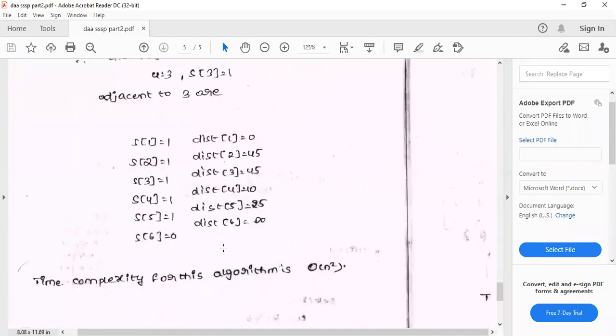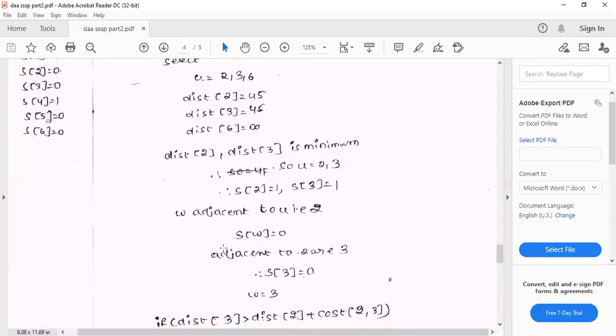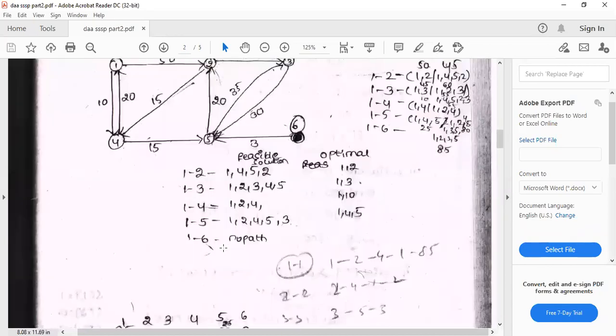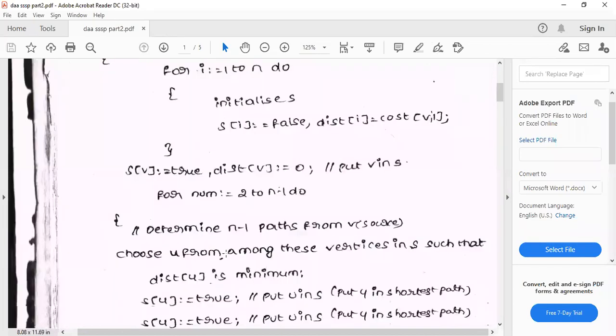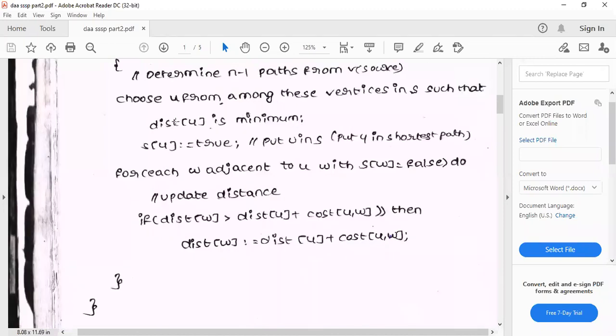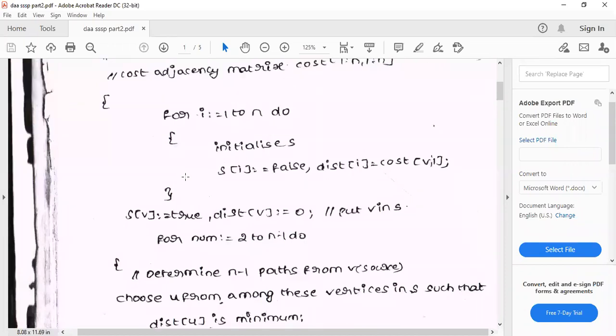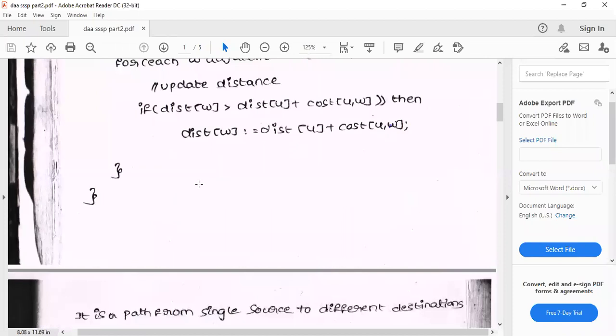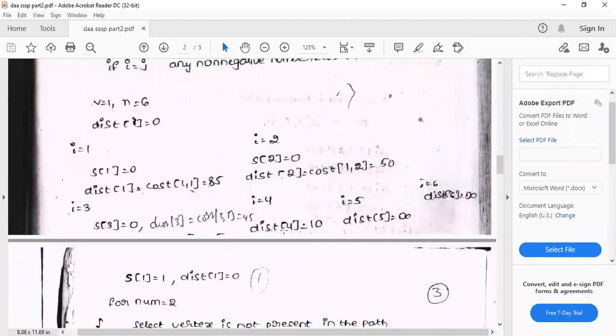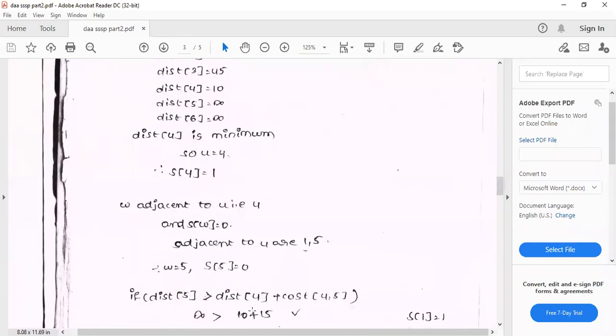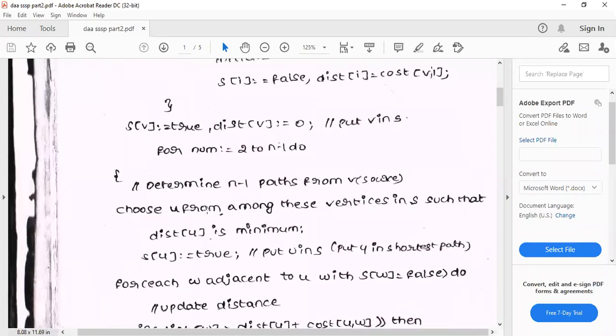So by using this algorithm, you are finding the shortest path from a single source to all the destinations. Here you are using two for loops. One for loop, and next another for loop inside it. So the time complexity is n square. So you are finding the shortest path from a single source to all the destinations by using this algorithm.